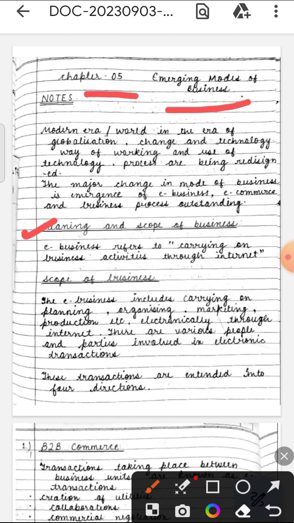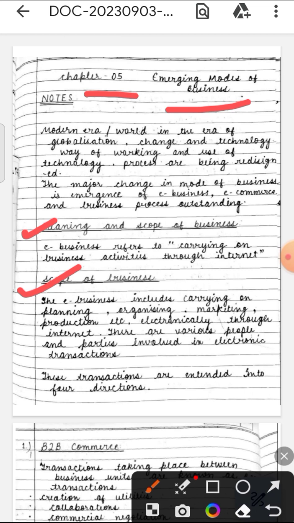E-business refers to carrying on business activities like buying, selling, marketing through the internet. This is known as e-business, in which an electronic item like a mobile phone, computer or laptop is used for the purpose of dealing of a transaction.